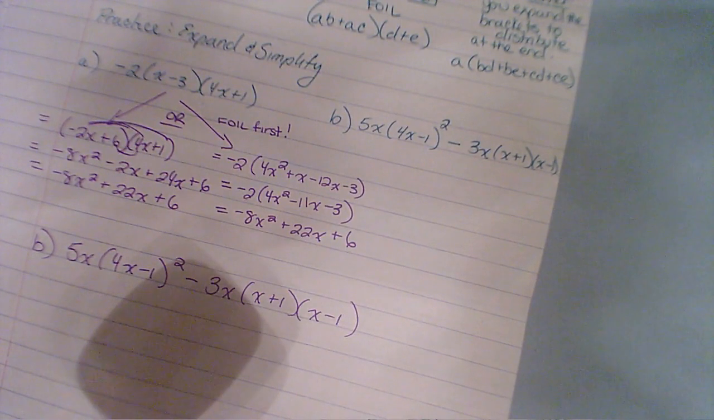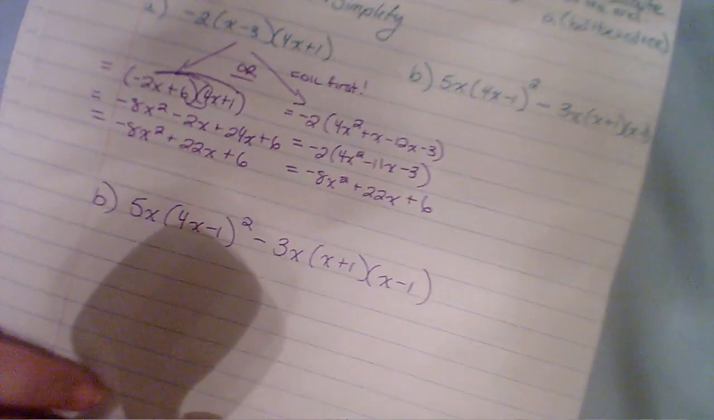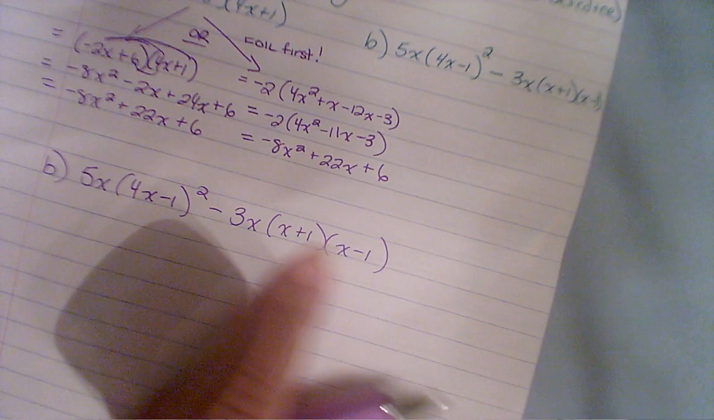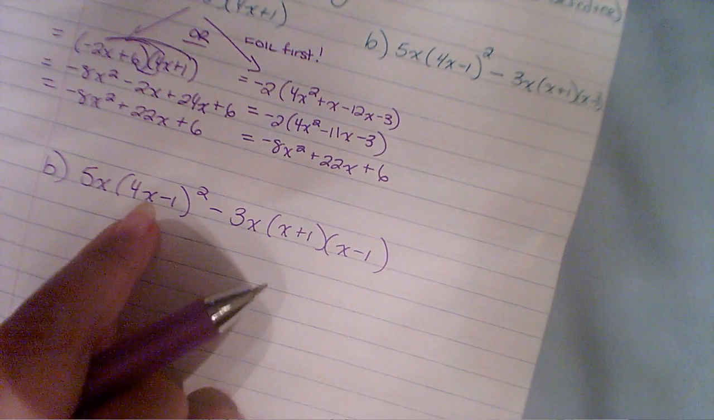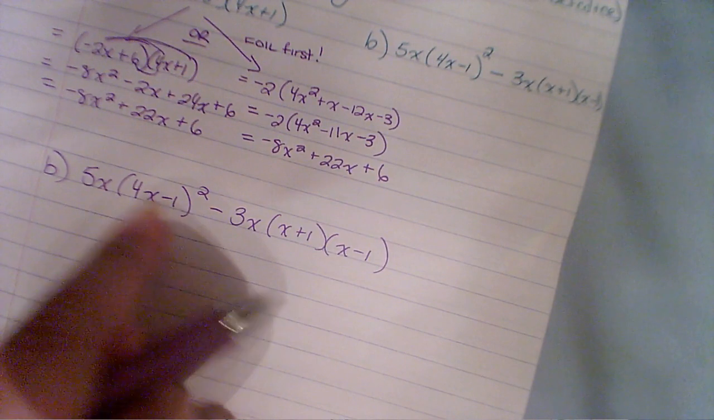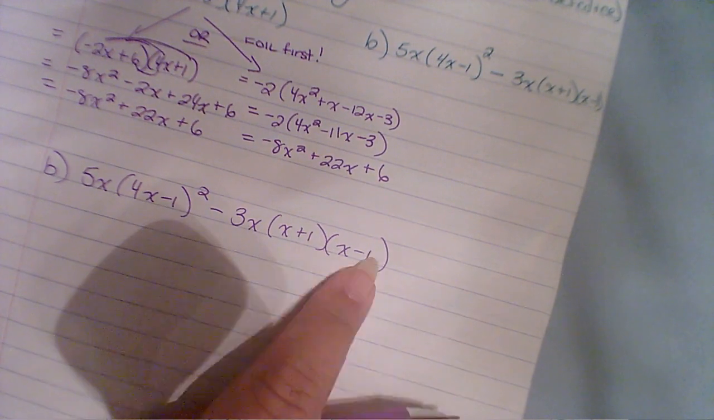So this is basically as tough as it gets, because we have a little bit of everything. We have binomial times a binomial, like we do here. This one allows us to do the quick way because it's the same bracket twice. Here it's just regular FOIL.